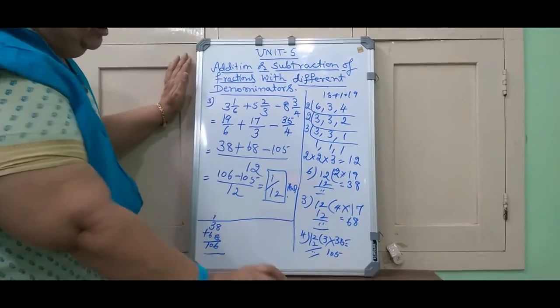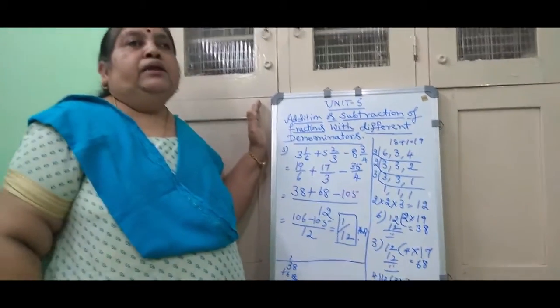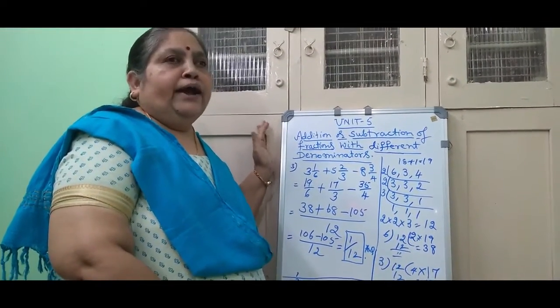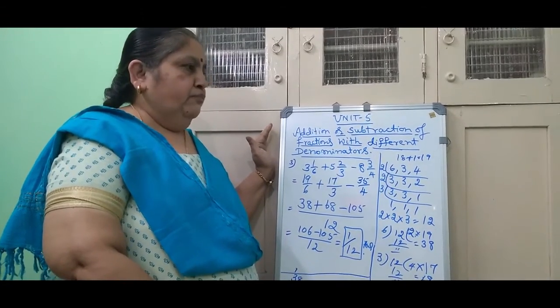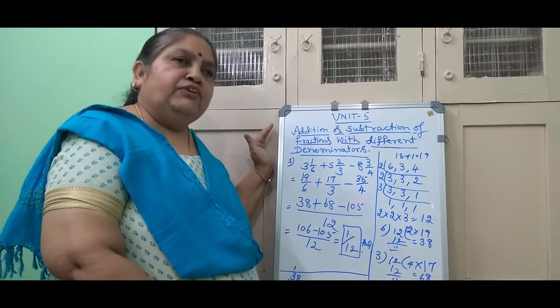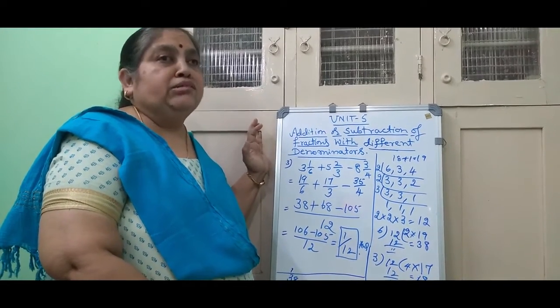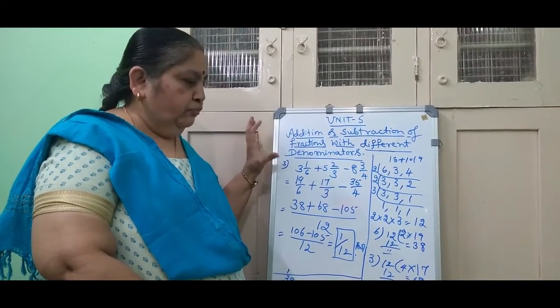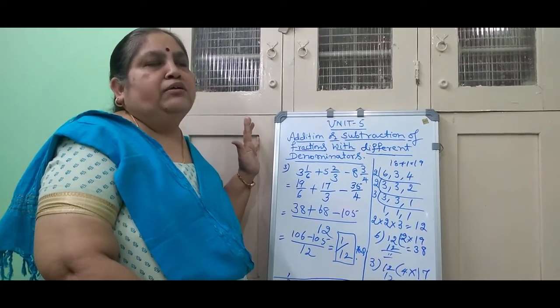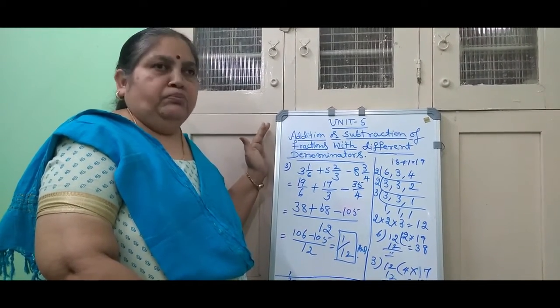So this is how we will add or subtract fractions with different denominators. When both the symbols, addition and subtraction, are there, we should be careful about the signs and then proceed with the problem.